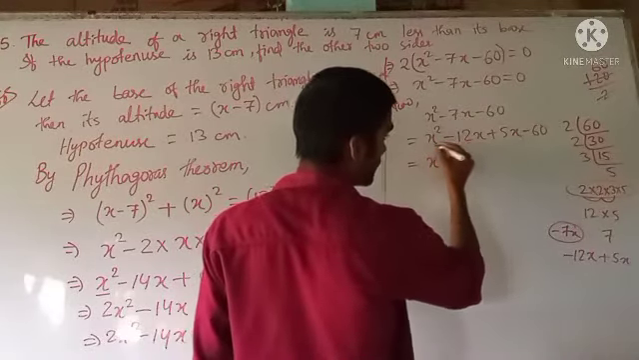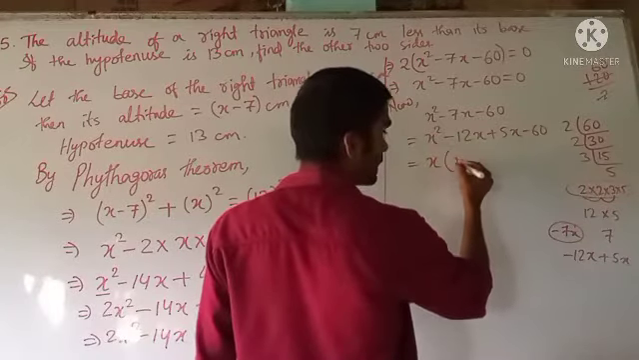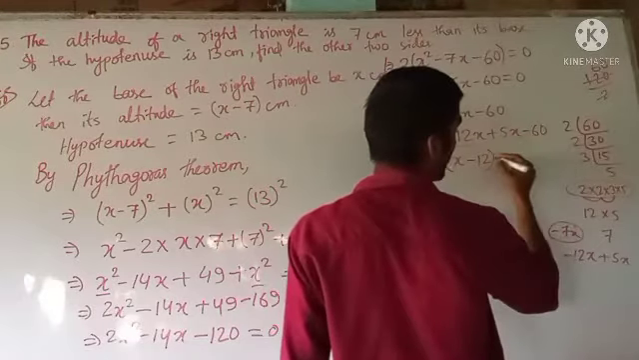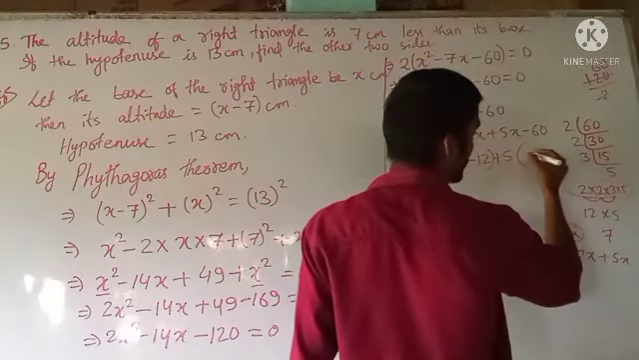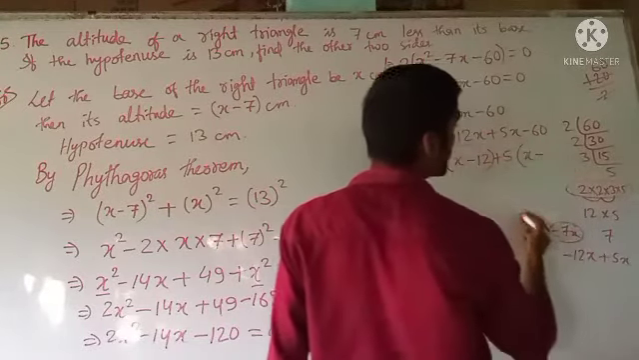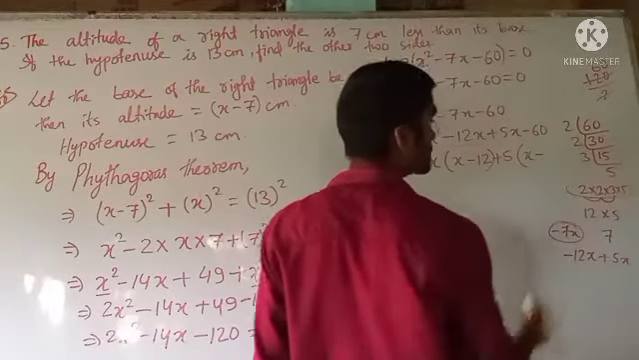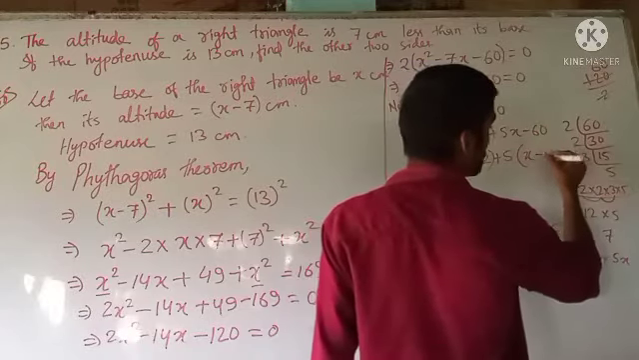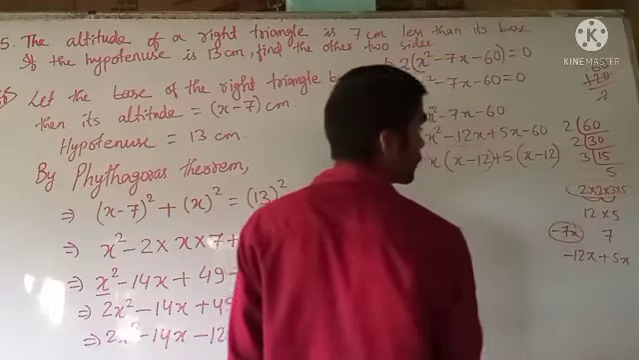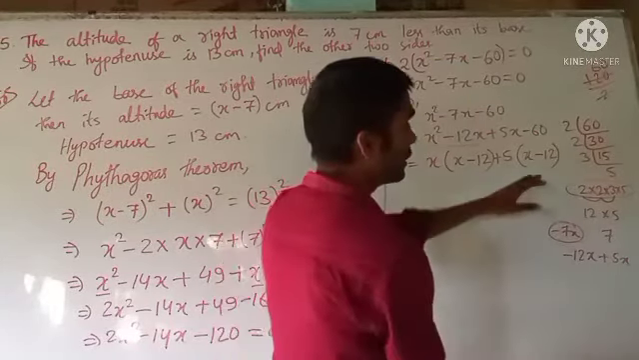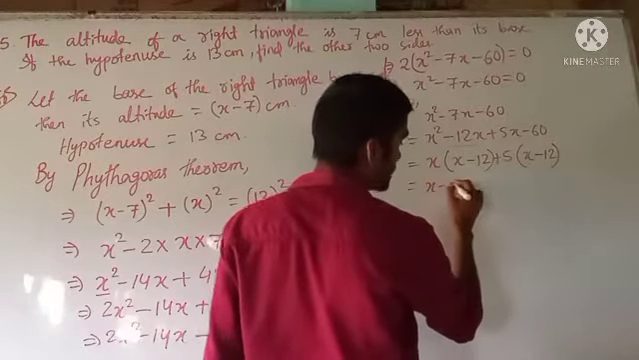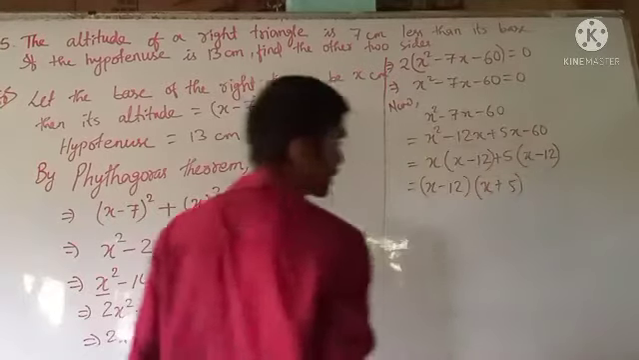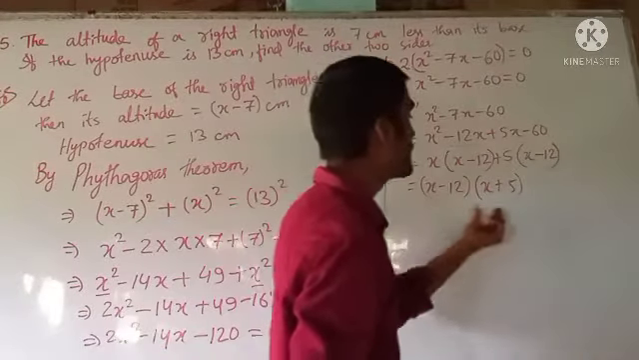Now x we take common from here, then we get x minus 12. Again from the second part we take 5 common, so we get x minus, plus into minus, minus. Now from 60, taking 5 common, we get 12. So we get x minus 12. Now here x minus 12 and x plus 5. So now we can get the value of x from here.